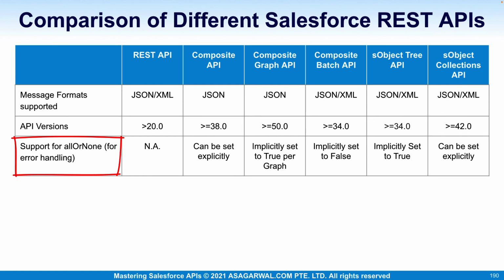For APIs like Composite and sObject collections, you can explicitly mention how to handle errors by providing the value of the property all or none. However, for APIs like Composite Graph, Composite Batch and sObject tree, Salesforce will implicitly decide how the errors will be handled, and you don't have the option to choose.